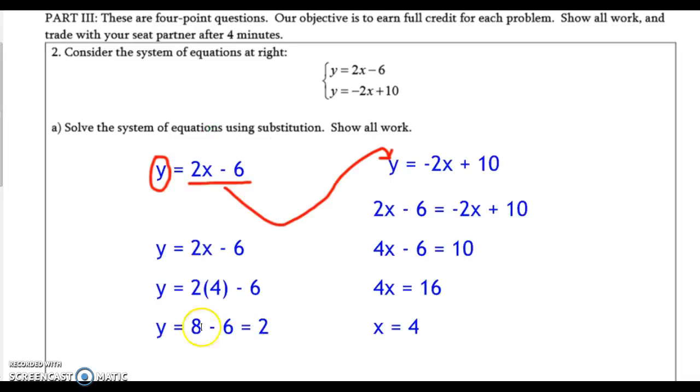So now I have two pieces of information. I have the 2 and I have the 4. So x equals 4, y equals 2. So our solution is x equals 4, y equals 2. And we'll write it as an ordered pair.